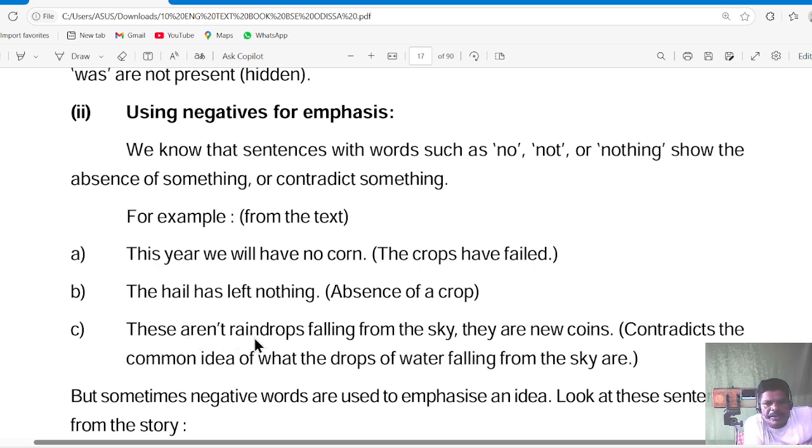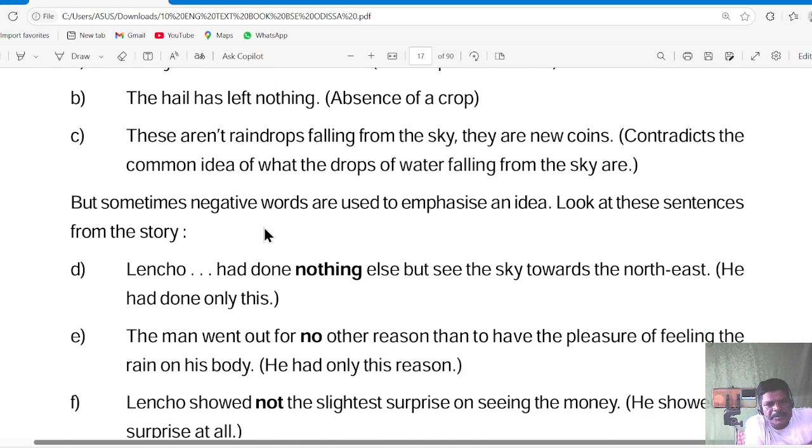So these are not raindrops falling from the sky. They are new coins. This contradicts the common idea of what the drops of water falling from the sky are. But sometimes negative words are used to emphasize an idea. Look at this sentence from the story: Lencho had done nothing else but see the sky toward the northeast. He had done only this. Nothing else, only this.